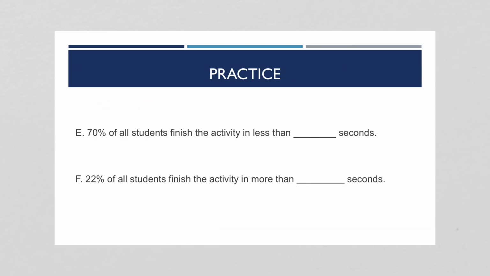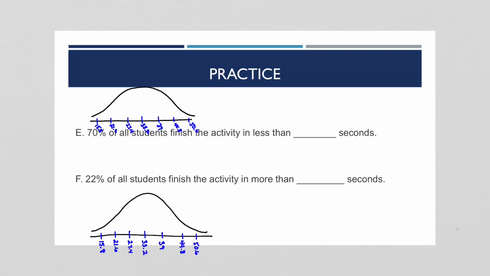We're going to work with the same situation of the students in the PE class. So we've got 2 questions. One of them is 70% of all students finish the activity in less than how many seconds? And then 22% of all students finish the activity in less than how many seconds? So take a moment and again recreate that normal curve that we had created for parts A through D. I'm going to go ahead and pause the video. I'm going to go ahead and pop them up onto the screen.